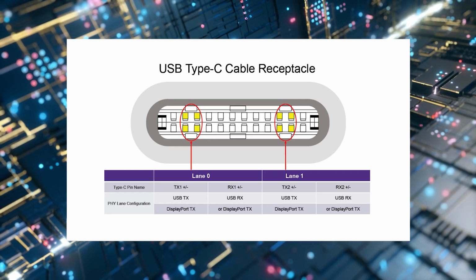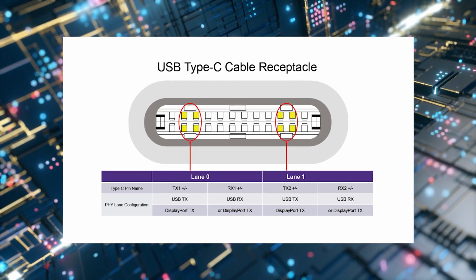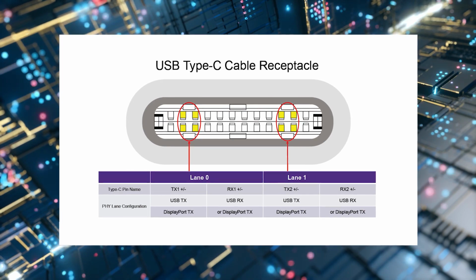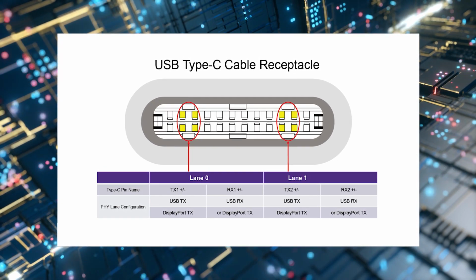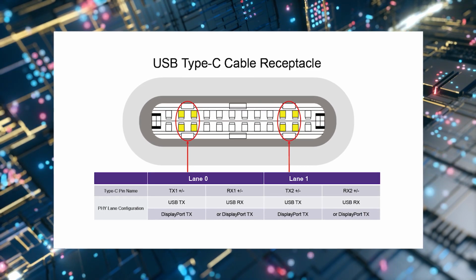In addition to supporting data, USB 4 supports video and power, as well as other protocols such as DisplayPort, PCI Express, and Thunderbolt through the Type-C cable and connector. USB 4 achieves 40 gigabit per second by running two lanes of 20 gigabit per second, each through USB Type-C cables and connectors. You can see the highlighted pins in the cable receptacle are assigned to one lane or the other. Okay, let's take a look at the demo.